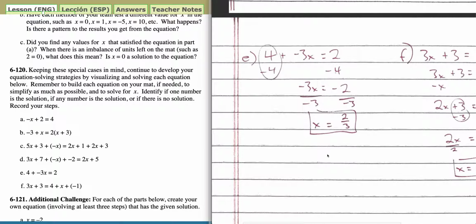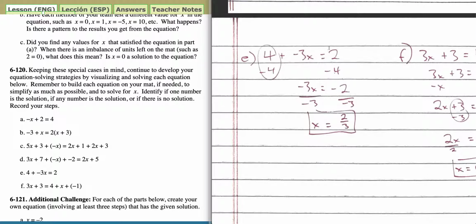And E, this is an easier one. We have the x's on the left side and just numbers on the right side already. So let's get rid of this 4. So subtract 4 from the left and the right. And that leaves us with only this. This might be confusing, the plus negative 3x, but you're adding a negative 3x. So all we have over here is negative 3x, and 2 minus 4 is negative 2. So negative 3x equals negative 2.